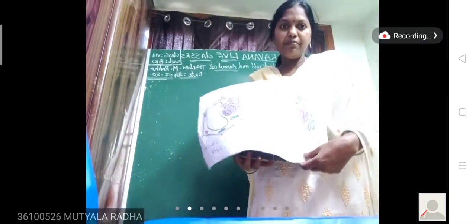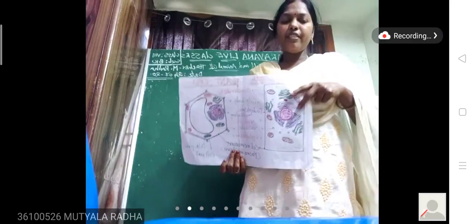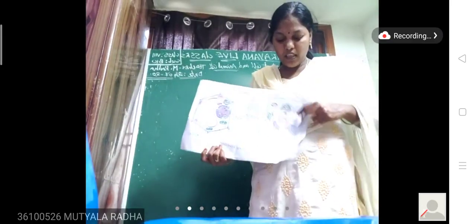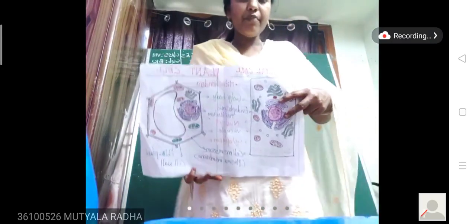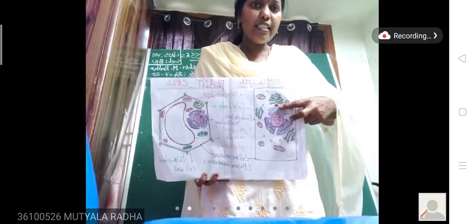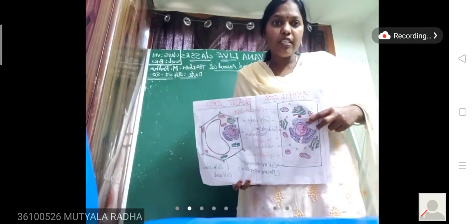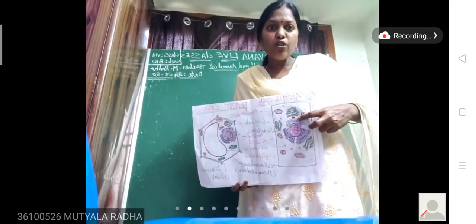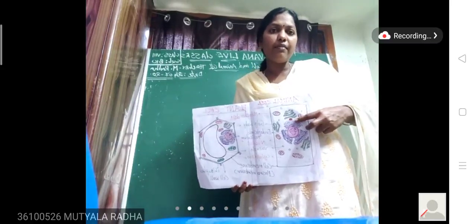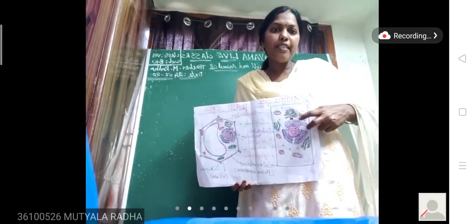Next, one more difference between them. The animal cell contains centrioles. See the picture: above the nucleus there are centrioles. This is the centrosome structure. The centrosome contains two centrioles, and the centrosome helps in cell division.